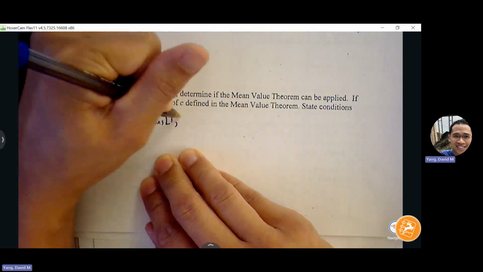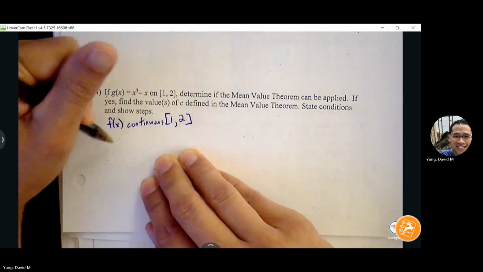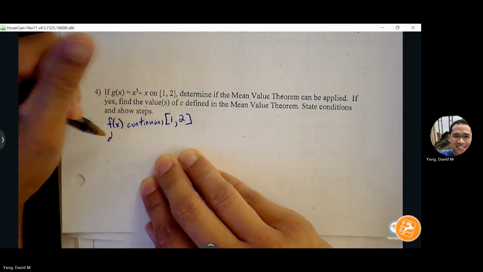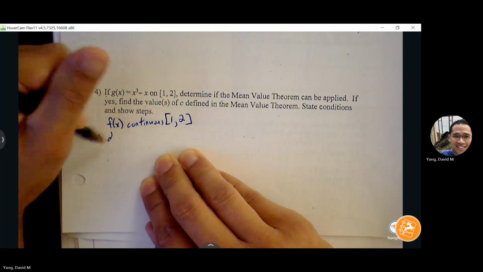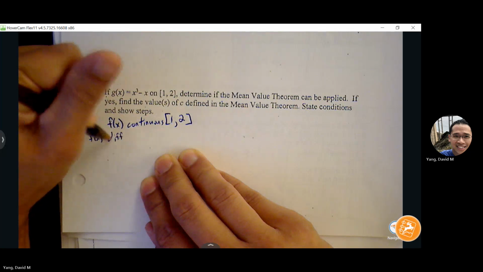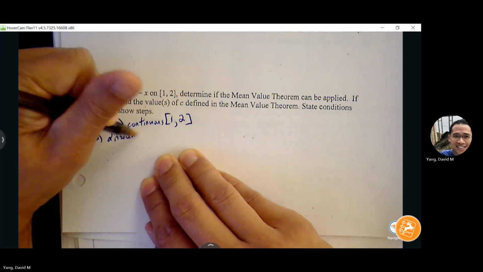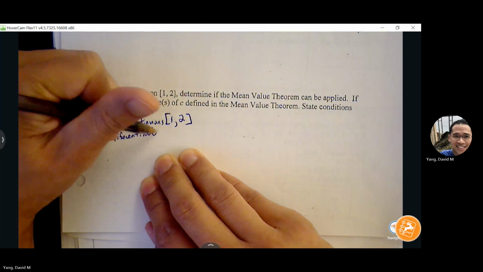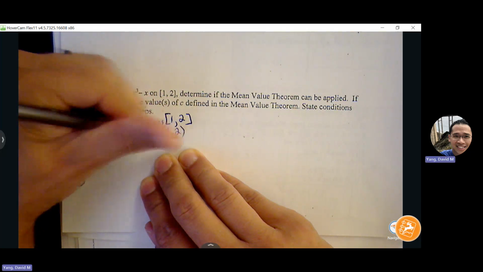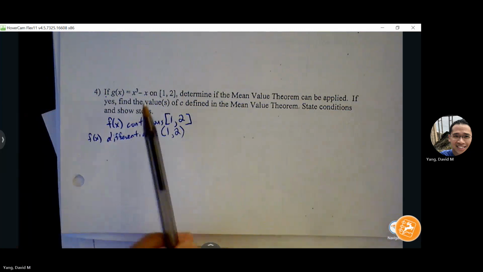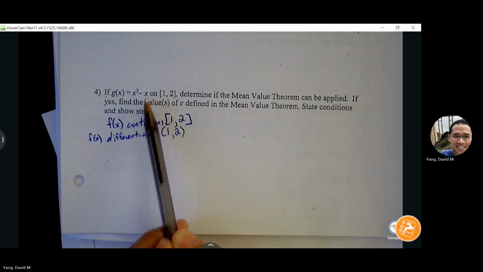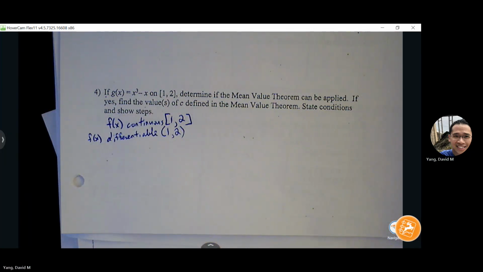On the closed interval, and differentiable on the open interval from 1 to 2. We're dealing with a polynomial. There's no issues there, right? Okay.